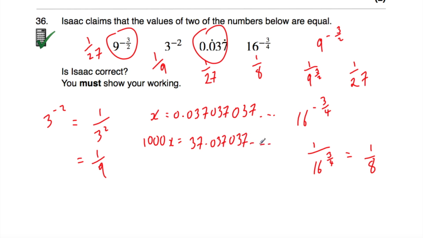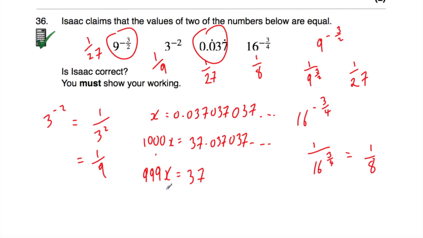37.037037 and so on. And as you can see here, we've got 1000x and x, and we've got the same bits after the decimal point. We've got the 037037037, and we've got the 037037 and so on. So that means if we took them away, if we do 1000x, take away x, we'd be left with 999x, and that would be equal to, if we took these away, the bits after the decimal points would cancel out, so we'd just be left with 37.